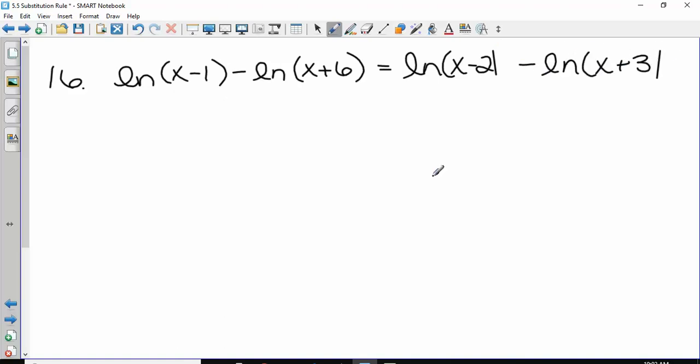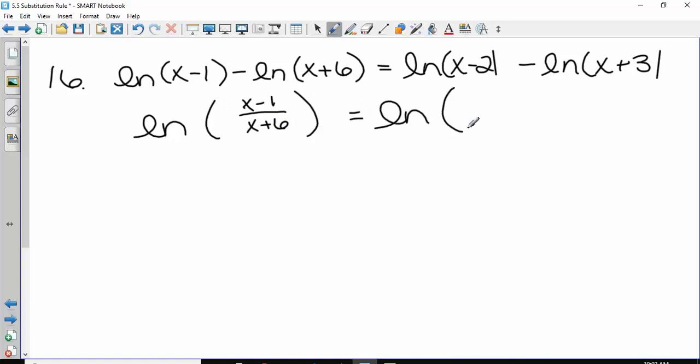If logs are subtracted, they have to be copied. So that's going to be the natural log of x minus 1 over x plus 6 equals the natural log of x minus 2 over x plus 3. And then you take those natural logs out. Since it's on each side, you can cancel it. And then you cross multiply. The butterfly method.